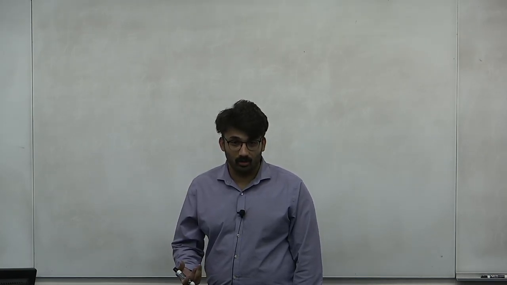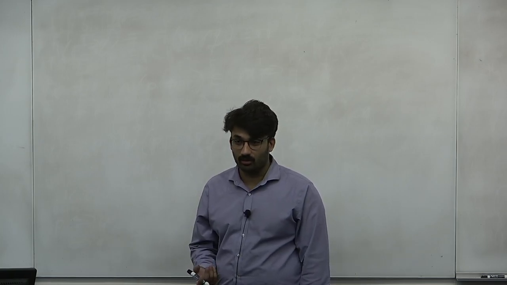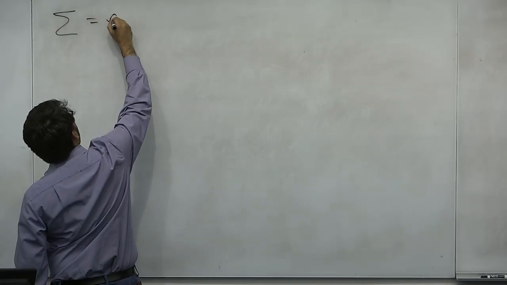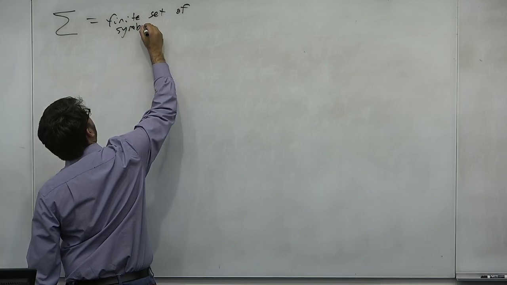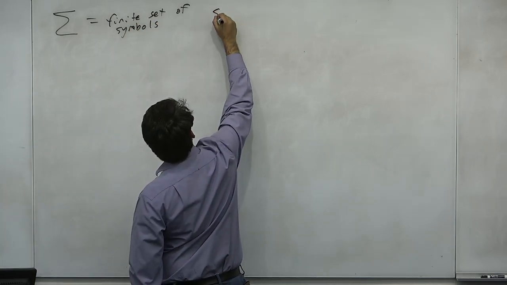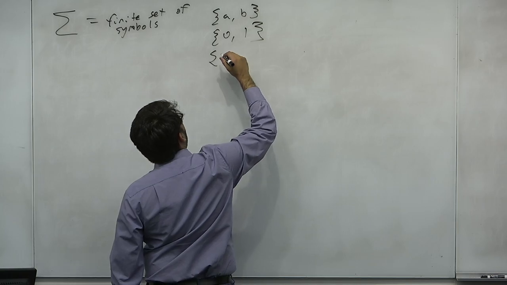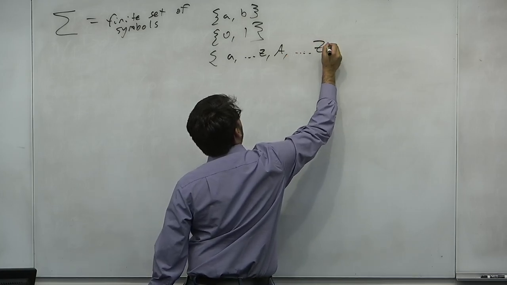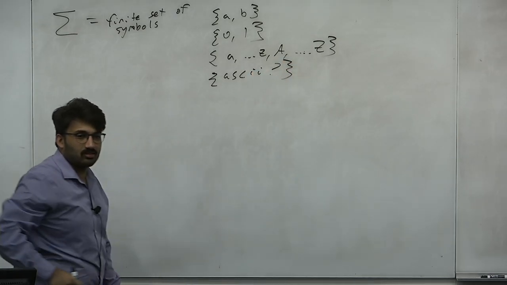So first we need to define what a string is made of atomically. What goes into a string? Characters. Characters, symbols, letters, glyphs, whatever those are called. So we'll define sigma to be a finite set of symbols. For example, it could be a, b, it could be 0, 1, it could be a to z, could be, I don't know, ASCII. How many symbols are in ASCII? I don't remember. But certainly I think there's finitely many symbols defined in ASCII.